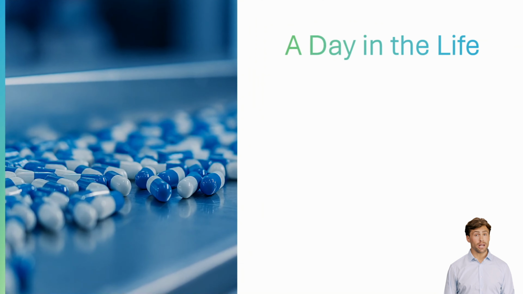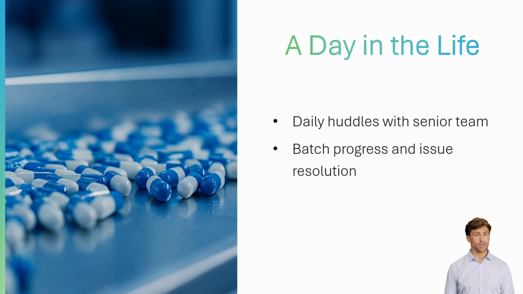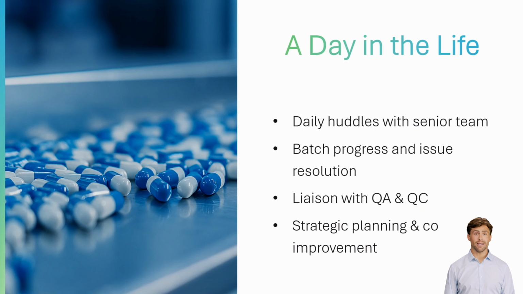So what does a typical day look like? The day often starts with a quick team meeting to review priorities and check on production performance. Then it's about keeping things moving, supporting batch progress, reviewing documents, speaking with quality colleagues about any issues, and making sure everything runs to plan. You'll also spend time looking ahead. Training, projects, and long-term planning all fall under your role.